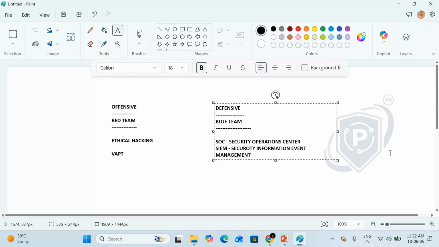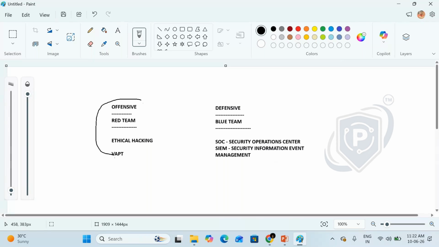Security Information and Event Management. And apart from that, there is IAM, and EDR tools are there. Some other cloud securities all come under the defensive roles. So what actually happened?